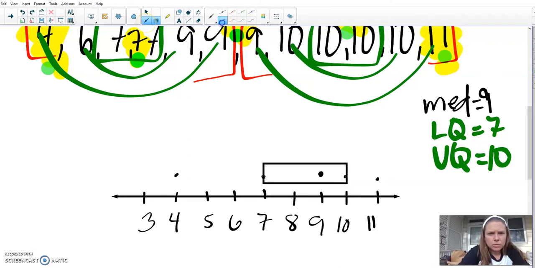Then I'm going to do my best to draw straight lines here. Draw a line for your median. Your median will always be in your rectangle or on the rectangle, okay? So just make sure you have that properly.